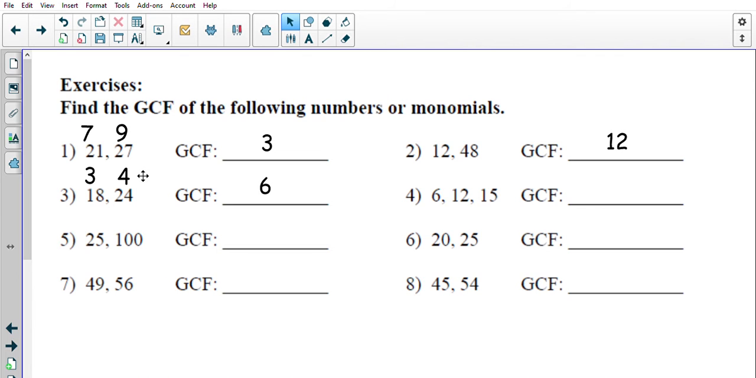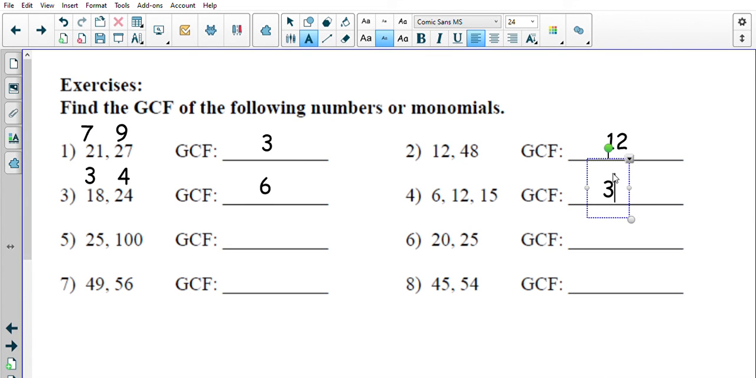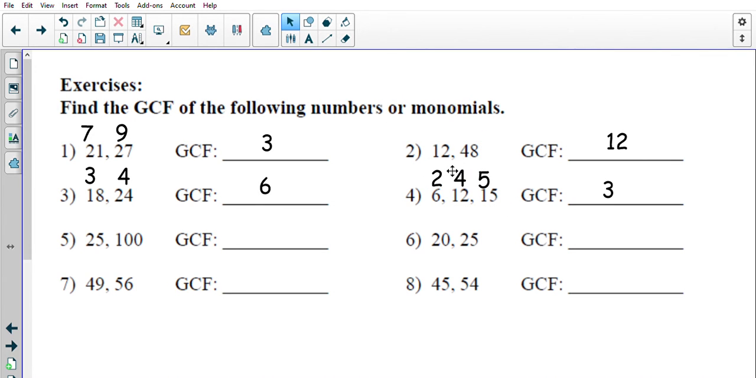Now on number 4, we've got 3 numbers, 6, 12, and 15. What do all 3 of them divide by? If you're thinking 3, you are absolutely correct. 6 divided by 3 is 2, 12 divided by 3 is 4, 15 divided by 3 is 5. And there is nothing that all 3 numbers divide by besides 1.